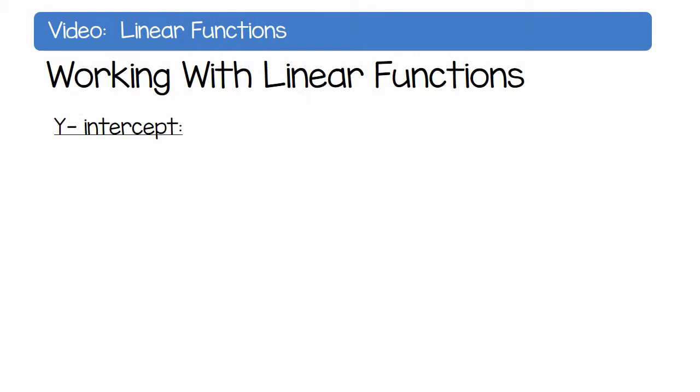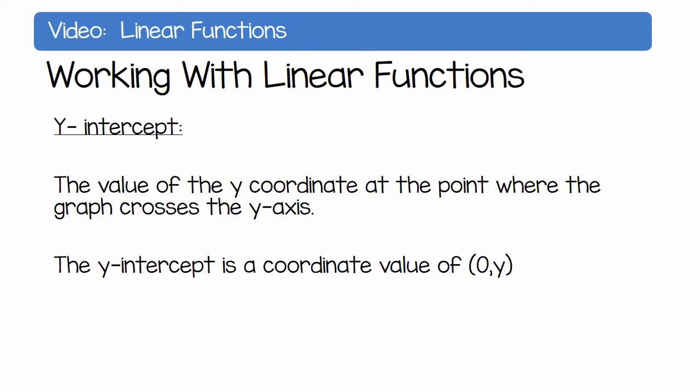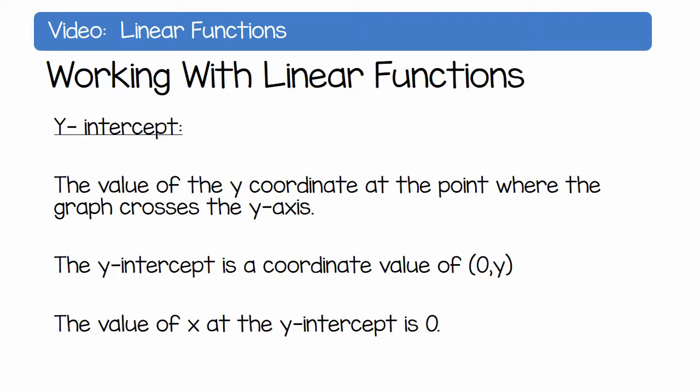What is the y-intercept then? The y-intercept is the value of the y-coordinate at the point where the graph crosses the y-axis. The y-intercept is a coordinate of 0, y, because the value of x at the y-intercept is 0.